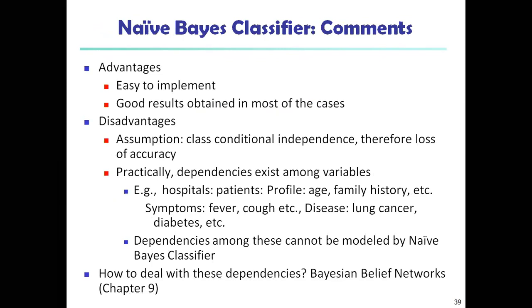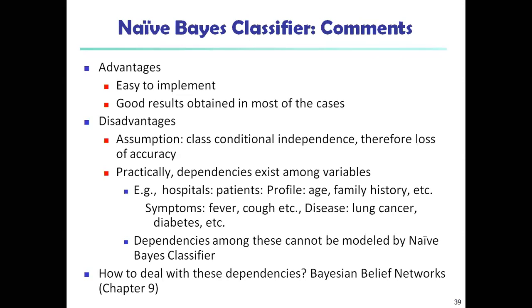Generally you have to explain the advantages and disadvantages of the Naive Bayes classifier. It is easy to implement and gives good results in most cases. But the disadvantage is the assumption of class conditional independence, therefore loss of accuracy. Practically, dependencies exist among variables: hospitals, patients, profile, age, family history, symptoms, fever, cough, disease, lung cancer, diabetes.